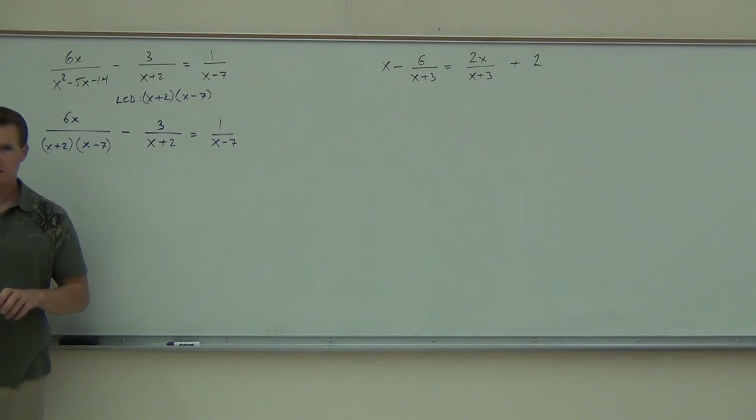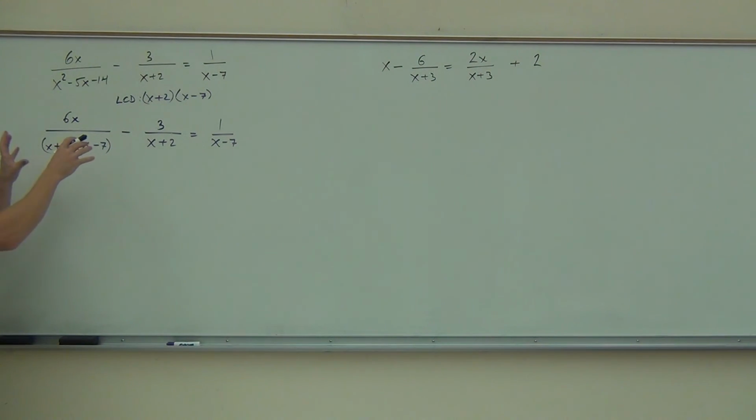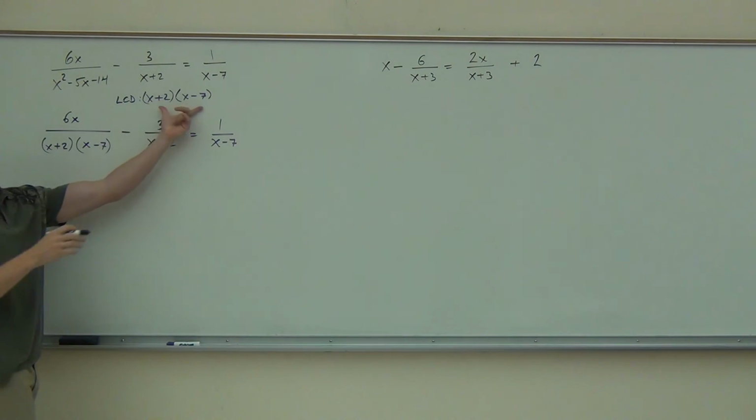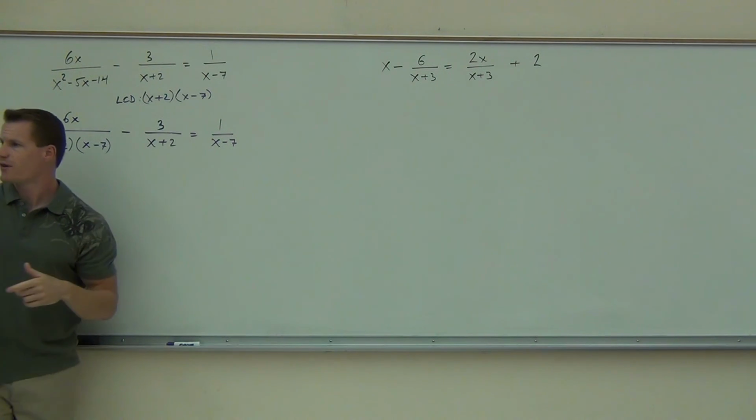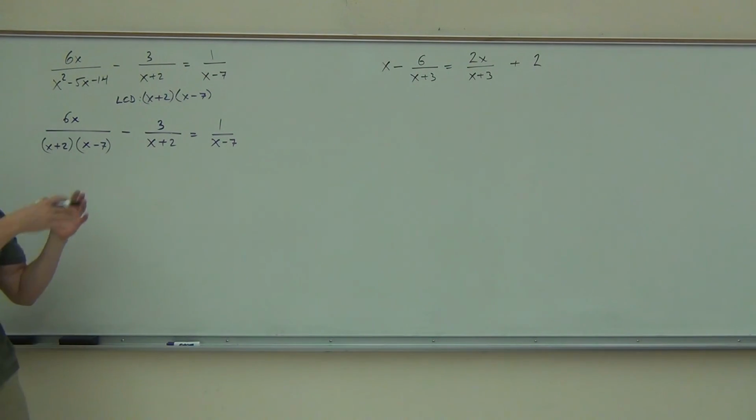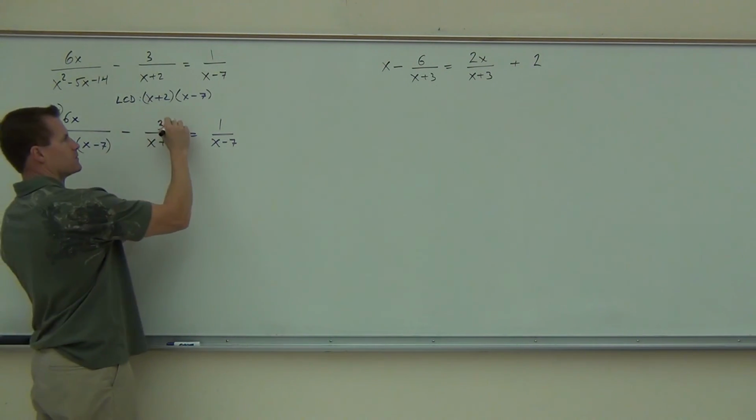Multiply the numerator. Okay, so everywhere we see a term or a fraction, we're going to multiply the entire LCD. What that's going to do is simplify out all of our denominators. Remember, if you make it to the next step and you still have a fraction, you've done something wrong, go back and fix that. So everywhere we're going to have, in our case, x plus 2, x minus 7. Even over here.